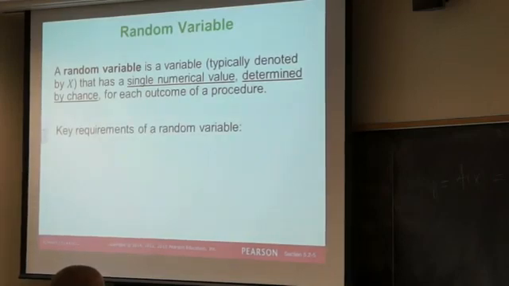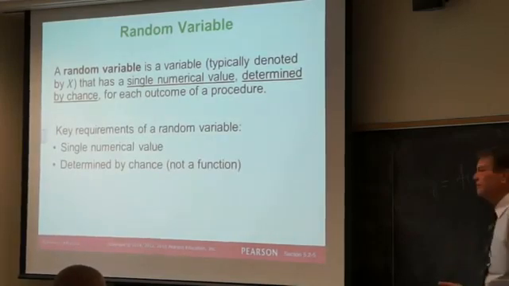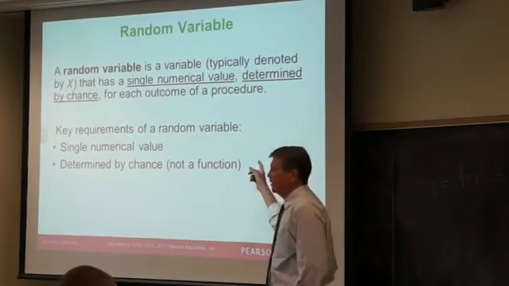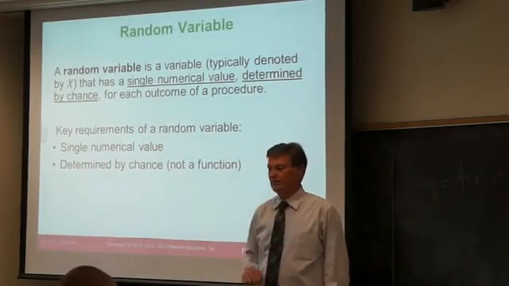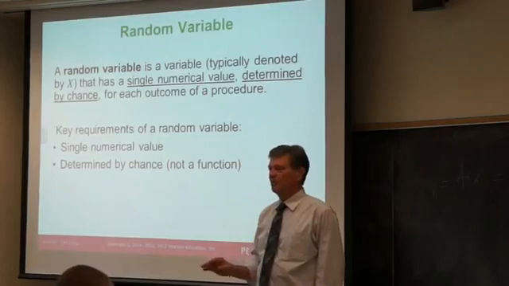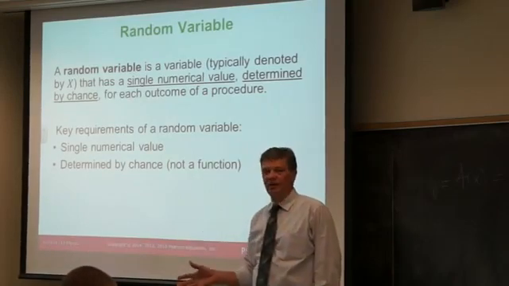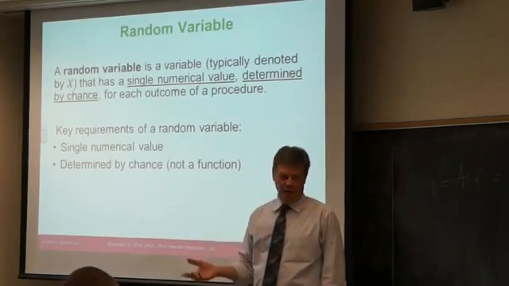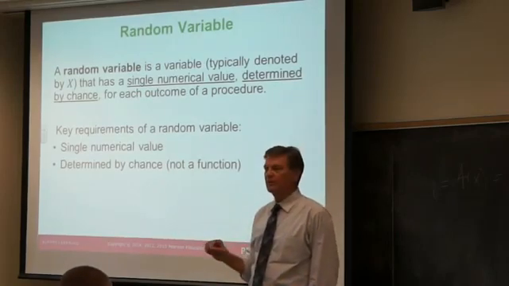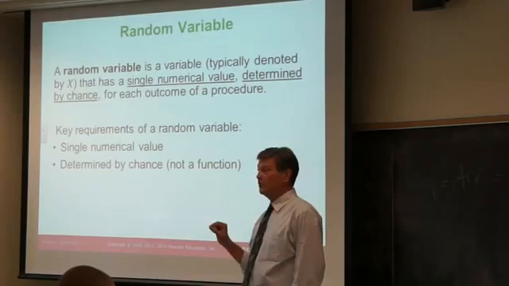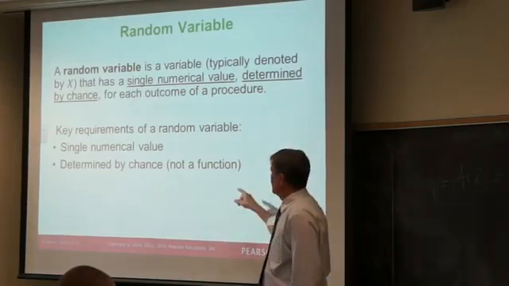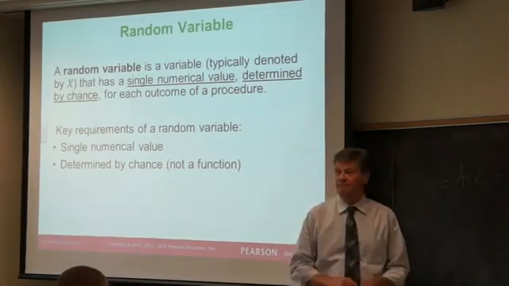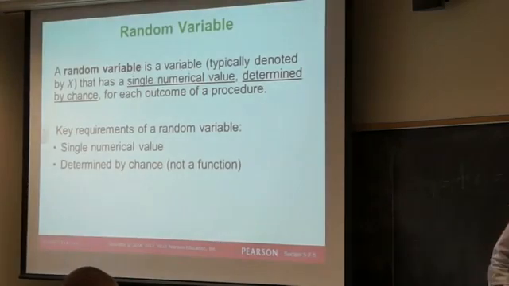So the key requirements of a random variable, there are two things. We're always going to be talking about numerical values, no exceptions. Up to now, in probability, we made lists of letters, we did things in a lot of different ways. From here on out, a random variable is always a numerical value, and it's determined by chance. That's all that's required.